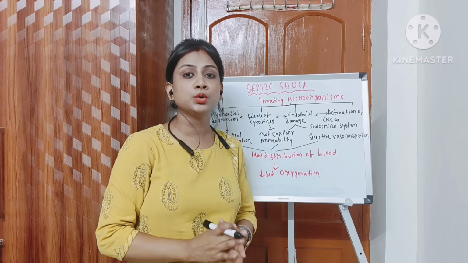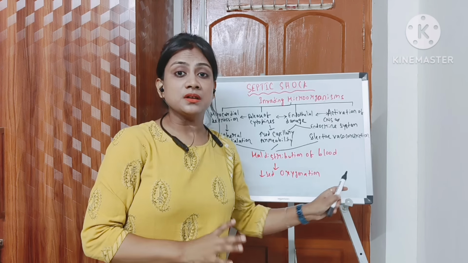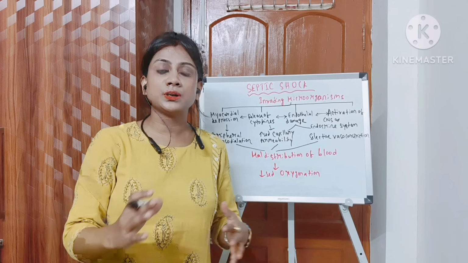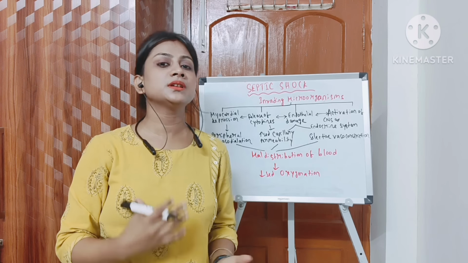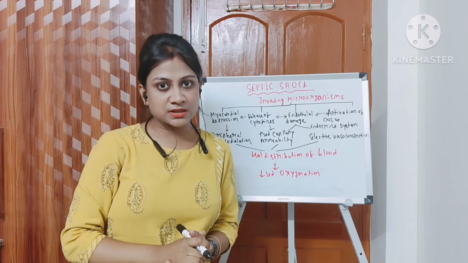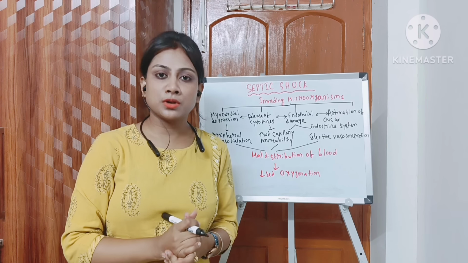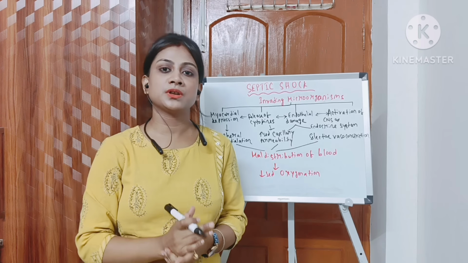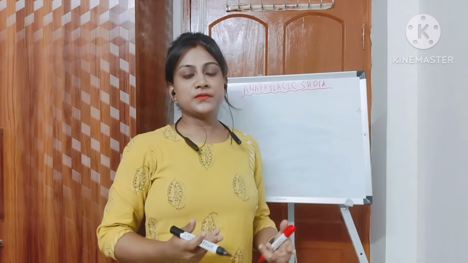Ultimately, it will lead to maldistribution of blood. So blood is not getting supplied, not circulating. If it is not circulating, then decreased oxygenation will be there. Ultimately, tissue perfusion will be affected and there will be impaired cellular metabolism. From that, the patient will develop shock. Now, anaphylactic shock, anaphylaxis, hypersensitivity, right?